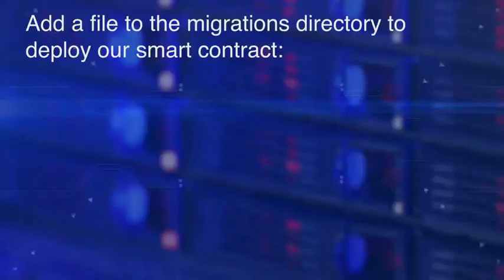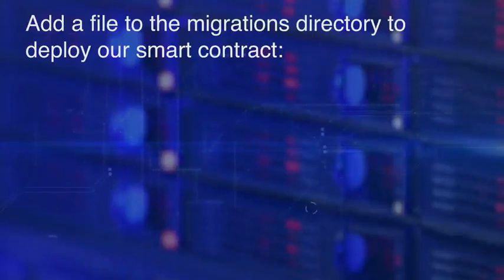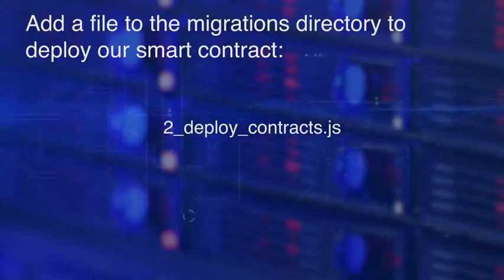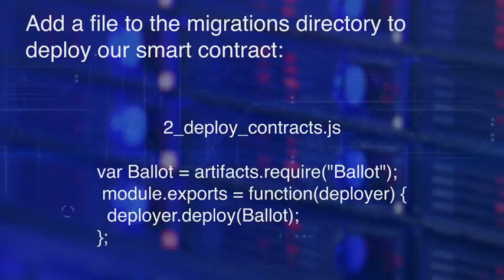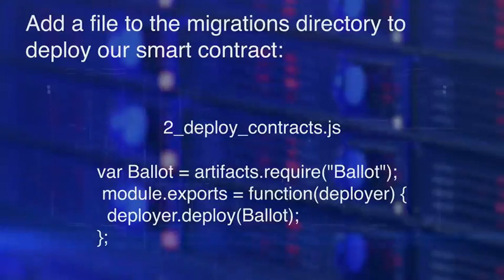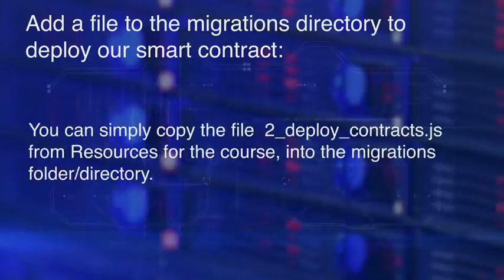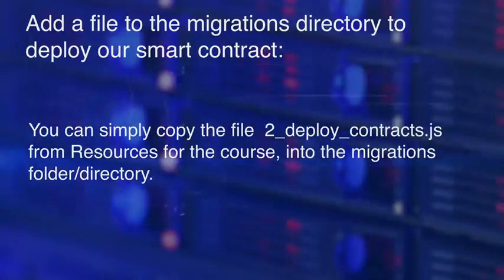Just one more additional step. We need to add a file to the migrations directory to deploy our smart contract. Create a new file named toDeployContracts.js in the migrations directory. Add the following content to the toDeployContracts.js file. Here is the content. You can simply copy toDeployContracts.js from the resources for the course into the migrations folder or directory.